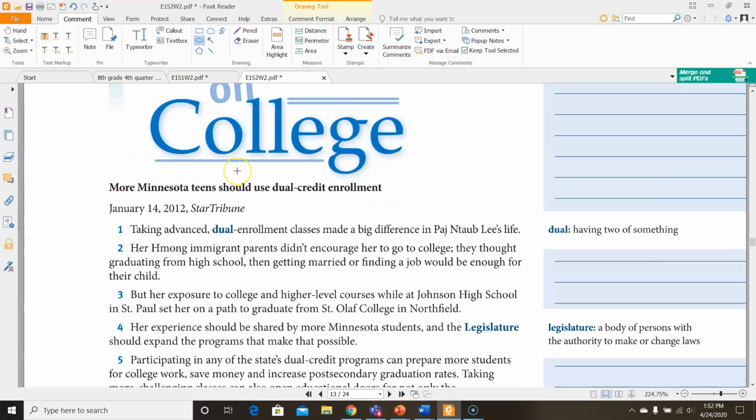So, the subtitle says, More Minnesota Teens Should Use Dual Credit Enrollment. And then it gives us a date, and it says it's from the Star Tribune, which I assume is some kind of a newspaper.